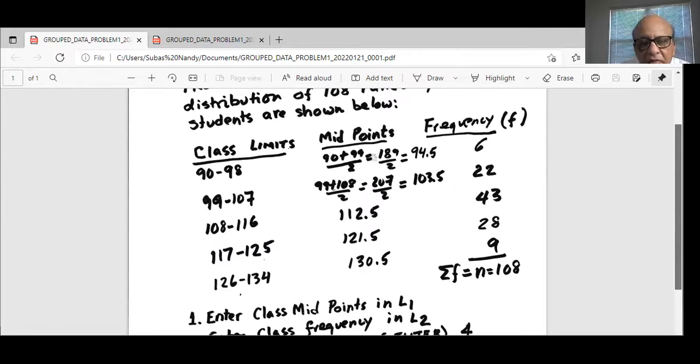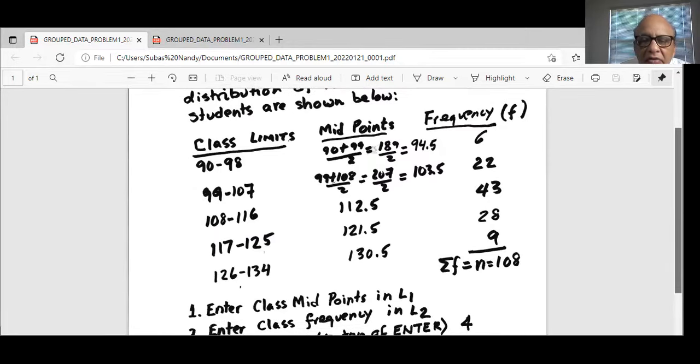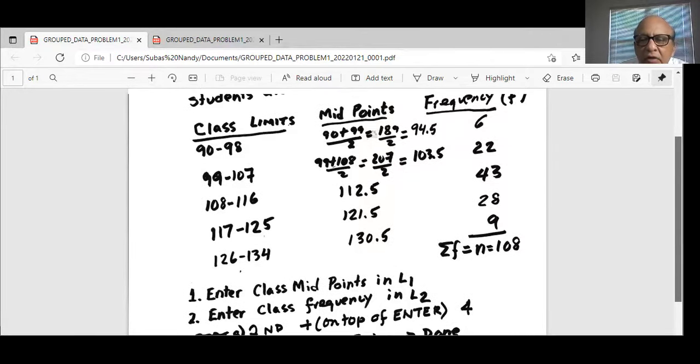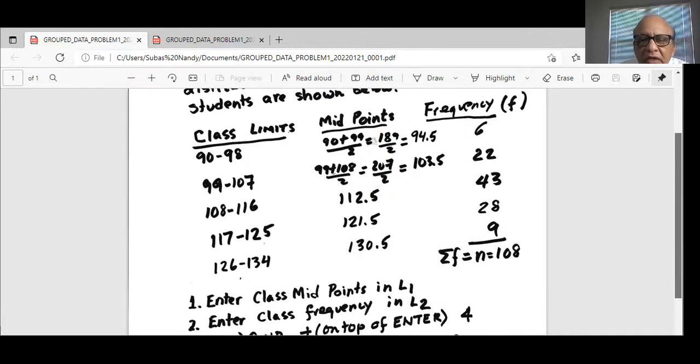So the first column are the class limits or groups of data. And the third column is frequency or counts in each class. I have added the total counts or frequency in each class and got the sample size n as 108. So how do I work with this data set? How do I get the mean and the modal class?